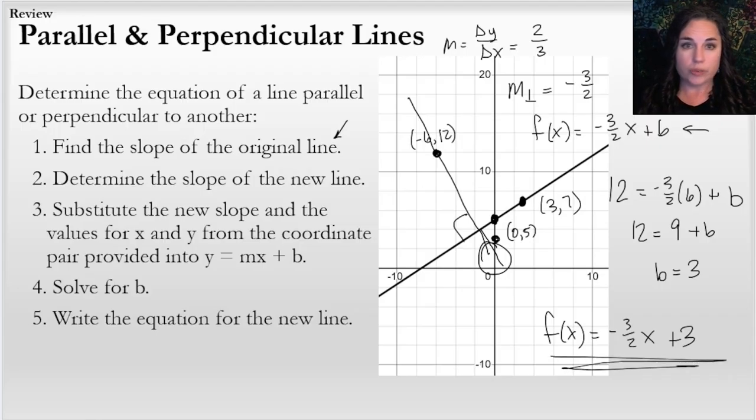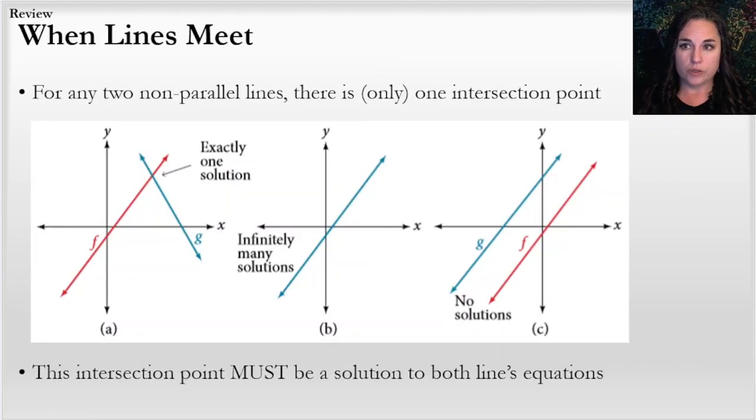As we move forward and look at what if two lines aren't perpendicular or parallel, they're going to intersect, and lines, because they extend infinitely in each direction, are going to have exactly one solution. If you have two lines that have the same slope and the same y-intercept, that is the same line, and we're going to say that has infinitely many solutions.